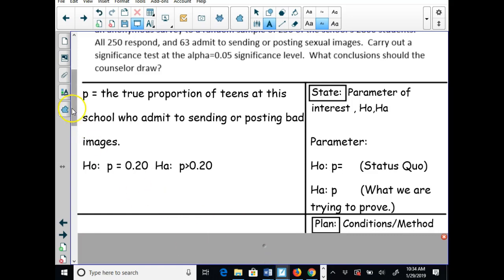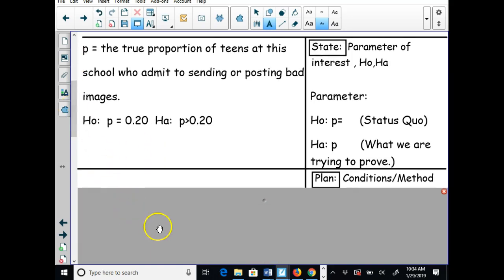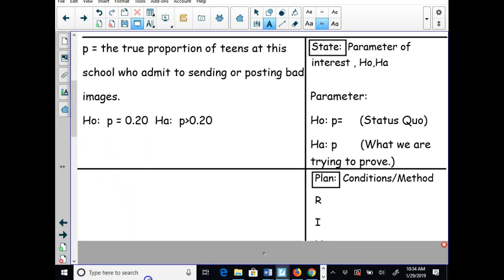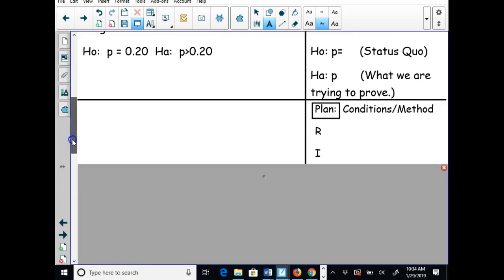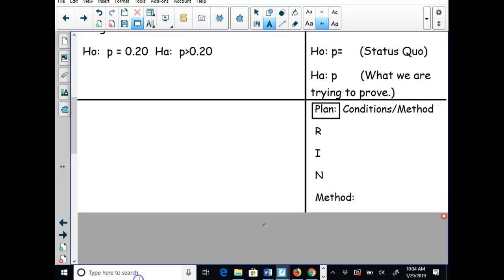In the plan part, what I'm looking for is the conditions and the method. Our acronym stays the same. We have RIN. And our method now will be something a little bit different. We have been dealing with one sample confidence intervals for p or mu. Now we're going to change that. Let's start with the conditions though.